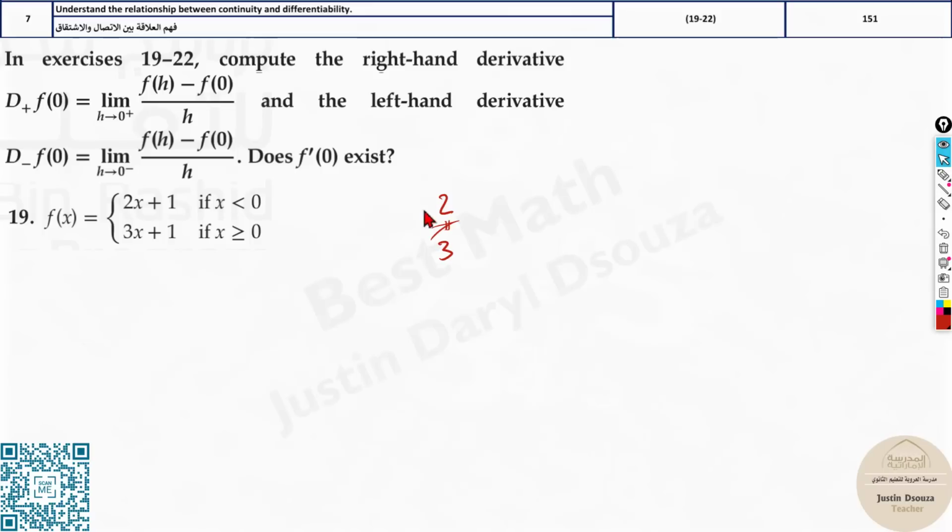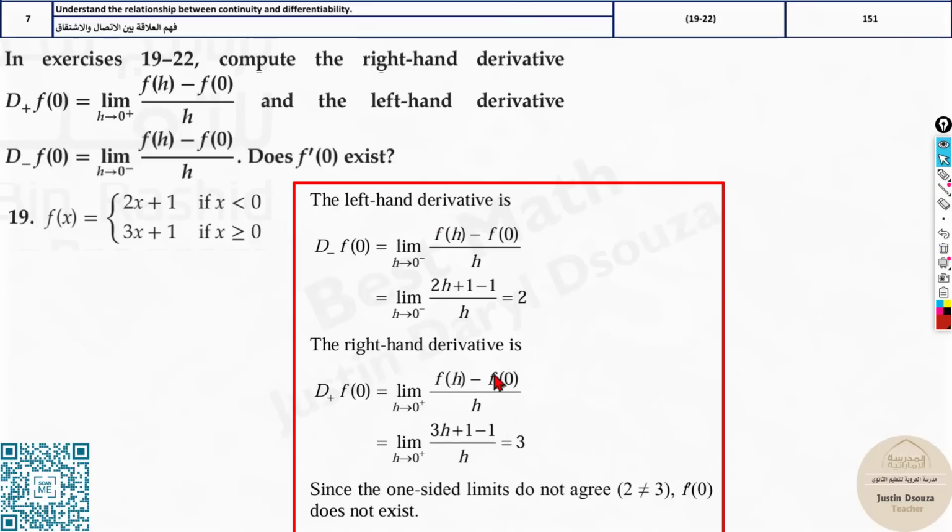Now, if you look at the graph, they are at two different positions altogether. So here it will be something like this, and there's a discontinuity. So it's not differentiable at that particular point, that is 0. That's the answer. But if you apply the formulas also, you'll get the same answer. F derivative at 0 doesn't exist.